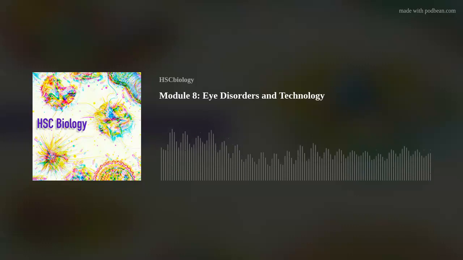Now in hyperopia, it's almost exactly the same, but the opposite. When the light comes into the eye, instead of coming up too short, it's going to go too far and go beyond where it needs to go. And once again, this can be caused by a number of different factors.